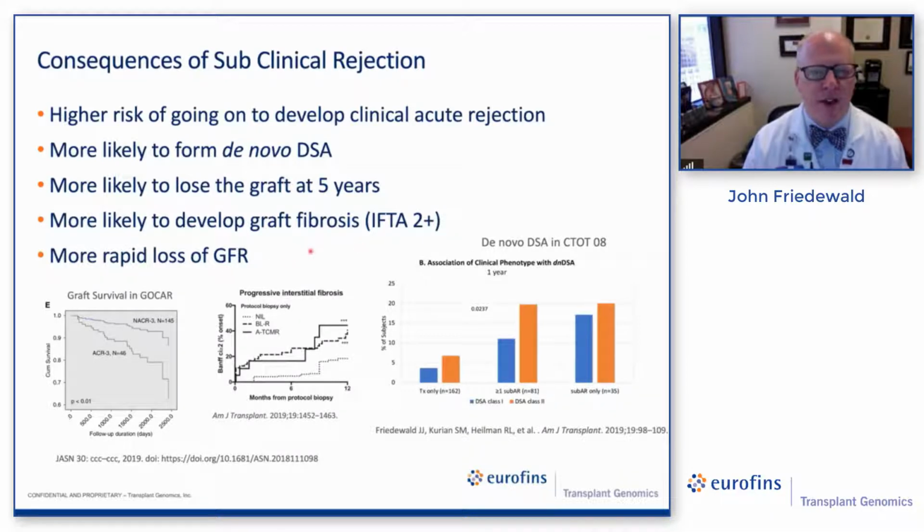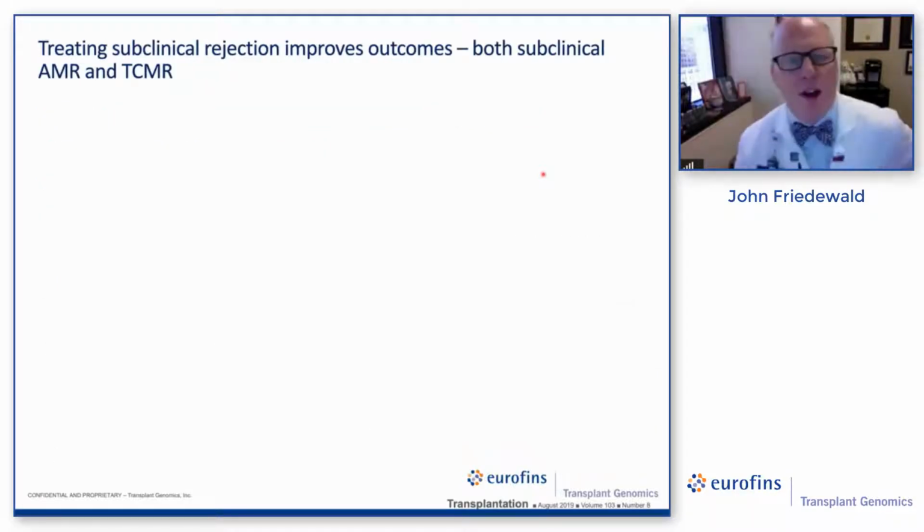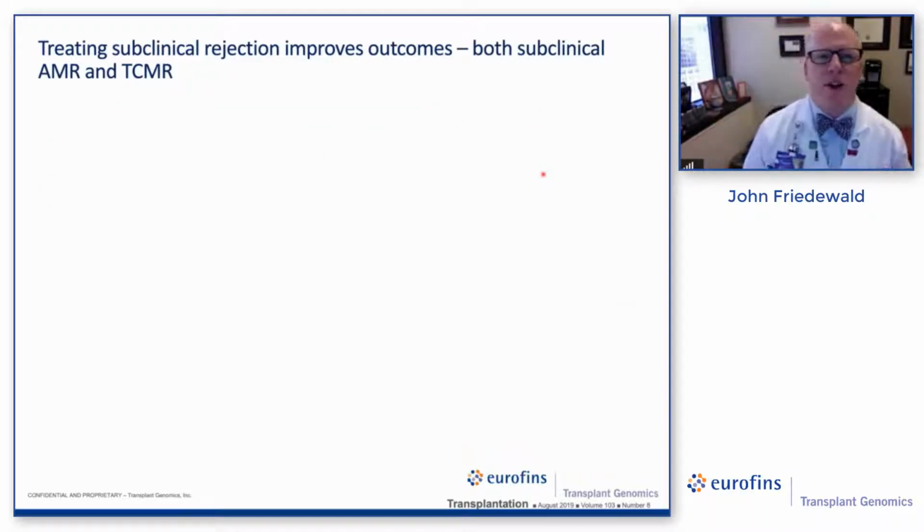And we've now followed our CTOT-8 patients out to 5 years, and we see a steeper decline in GFR in patients that had early subclinical rejection. So all of these things together, of course, are early harbingers of graft loss and worse graft outcome long-term. And so we really need to focus on the early events going on in the graft and prevent those from happening. So now we know also that treating subclinical rejection improves outcomes, both subclinical antibody-mediated and T-cell mediated rejection.